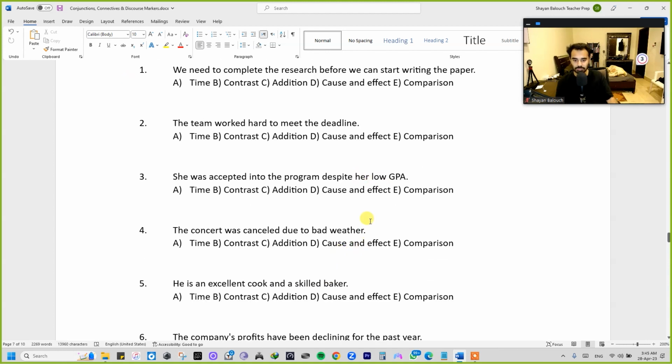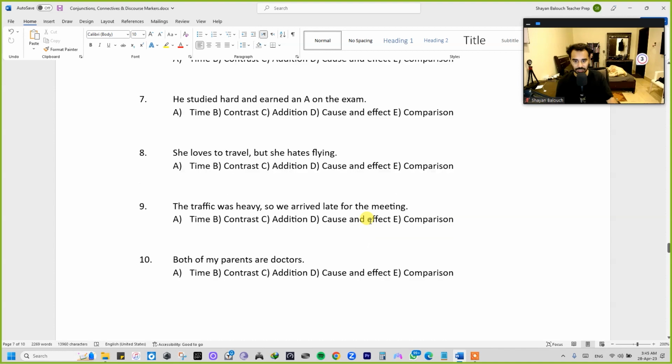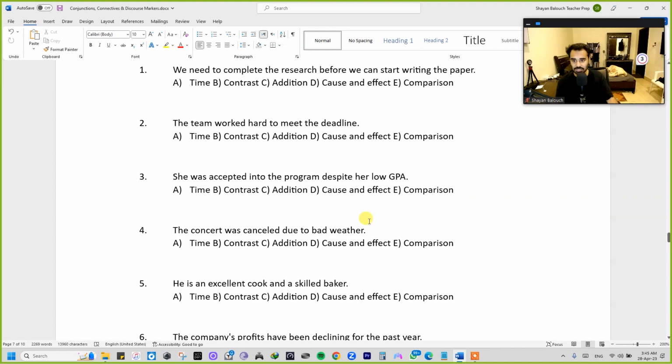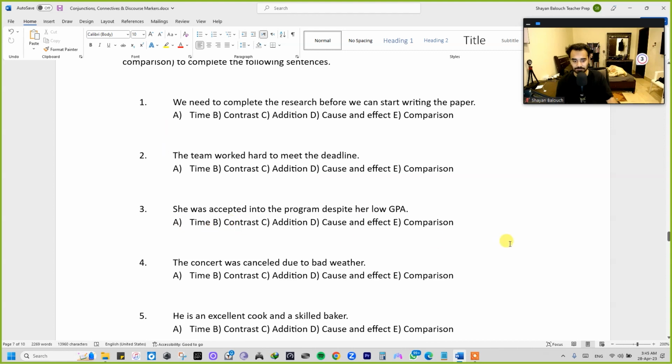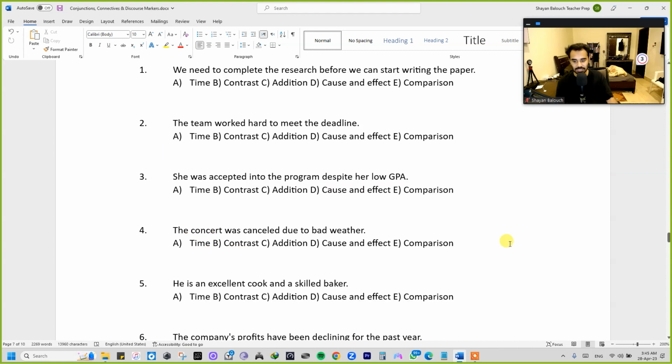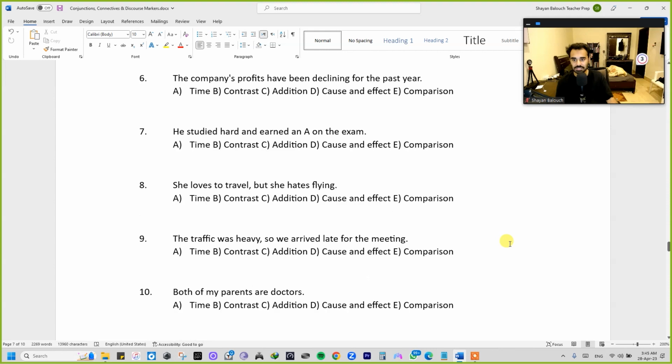So pause it, try to solve it, that what is happening and what is the connective used over here. So you have a lot of examples given over here. So you just can pause the video and try to solve it. So let me stop here from 1 to 5. Now from 6 to 10.